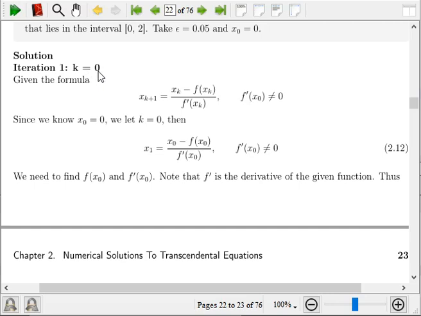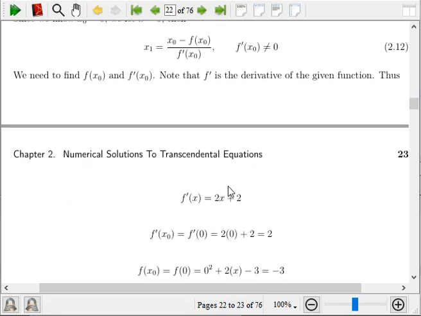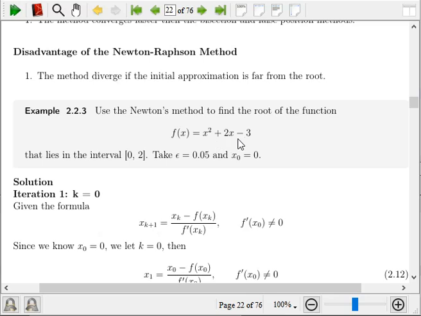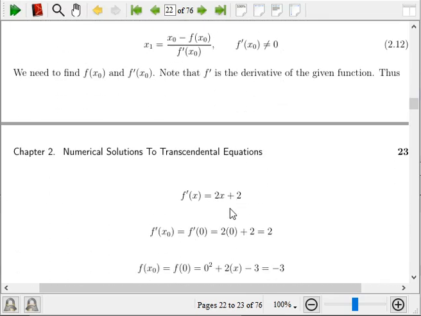For k equal to 0, we get x1 in terms of x0. We know our x0 is 0, so we need f of x naught and f prime of x naught. Based on the question, when you differentiate, we get 2x plus 2. Then with x naught equal to 0, the value of the derivative is 2.